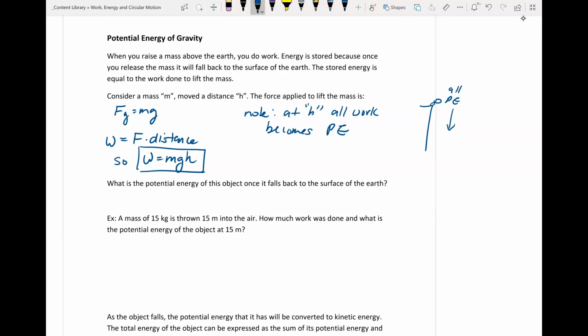So what is the potential energy of this object once it falls back to the surface of the Earth? When your height is 0, that means when our ball or whatever object is on the ground, your potential energy is going to be 0, and now it's all kinetic energy. Okay, so once you're at, let's say, a top, and you're trying to make something fall down, you have full potential energy because the object wants to fall towards the Earth, but once it's touching the ground, it becomes kinetic energy.